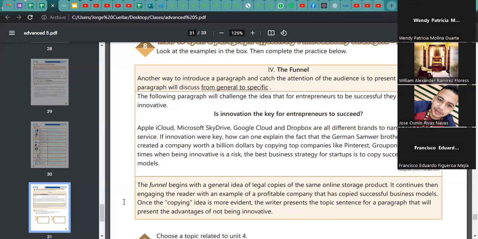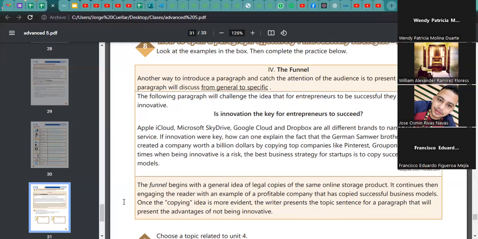And it says the following paragraph will challenge the idea that for entrepreneurs to be successful, they must be innovative. So you can see here, this is very important, because in the paragraph, the writer challenged people on the idea that for entrepreneurs to be successful, they must be innovative. So is it true? Is it true that just being innovative is going to be the key for being successful? So that is the idea of the paragraph.